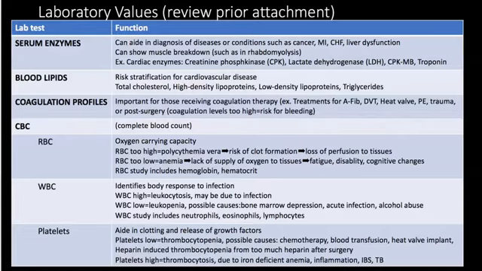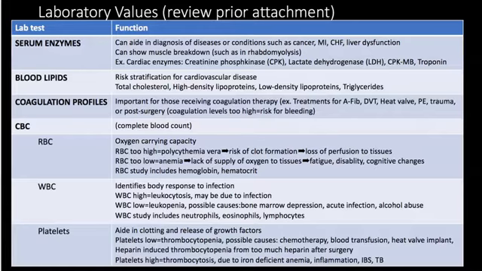Blood lipids would be another risk stratification for cardiovascular disease. Some examples of things that are tested are the total cholesterol, the high density lipoproteins, or HDLs, the low density lipoproteins, or LDLs, and then the triglycerides.